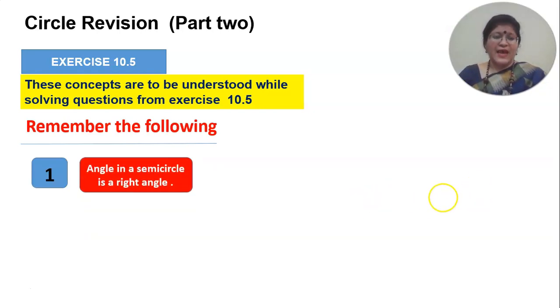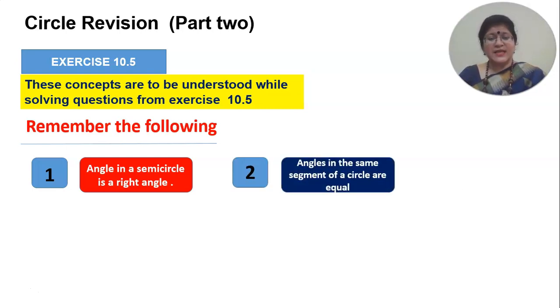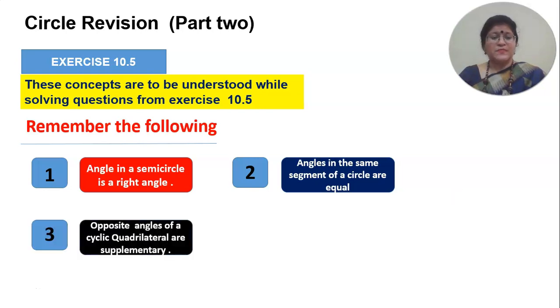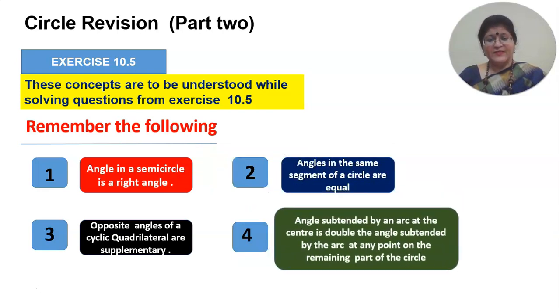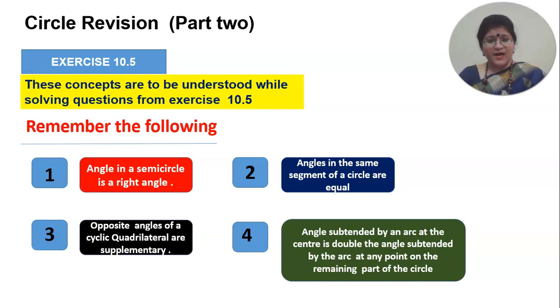First and foremost, angle in a semicircle is a right angle. In this exercise 10.5, these are the four important properties that you need to remember. Second one is angles in the same segment of a circle are equal. Opposite angles of a cyclic quadrilateral are supplementary, and then angle subtended by an arc at the center is double the angle subtended by the same arc at any other point on the remaining part of the circle. So exercise 10.5 is based on these four properties.